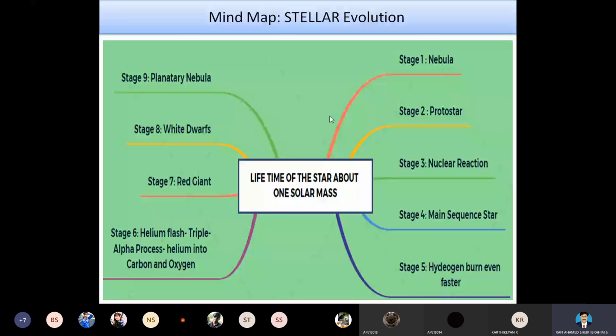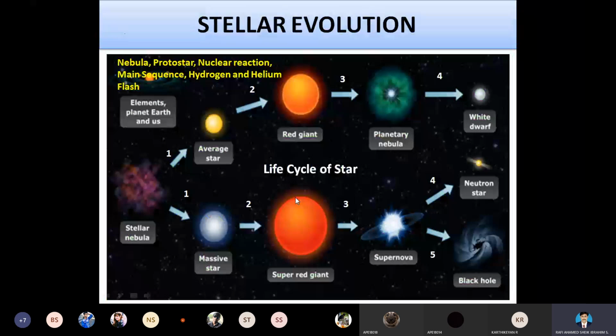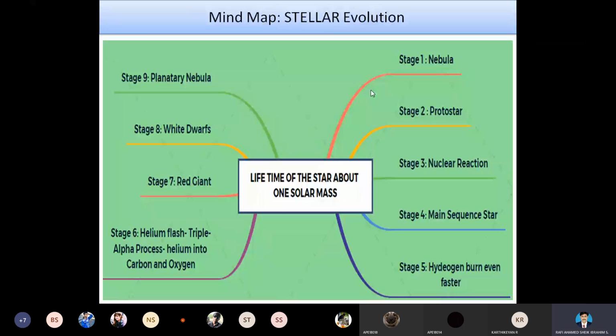So this is the lifetime of the star, about one solar mass. So we can see the mind map. Here we have shown the mind map. This mind map is for the lifetime of the star, about one solar mass. I have drawn this mind map to explain this upper region. Here we can see the stages for the lifetime of the star for one solar mass.